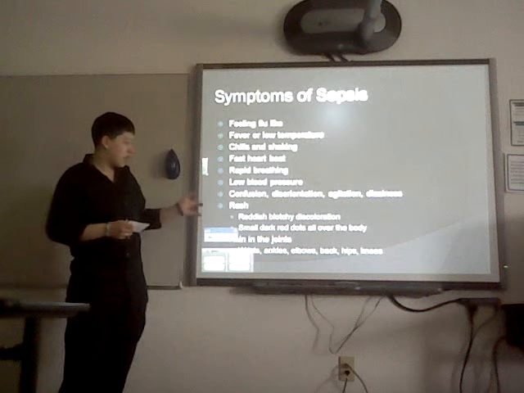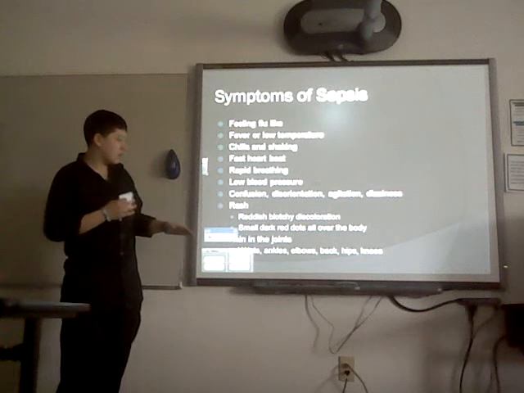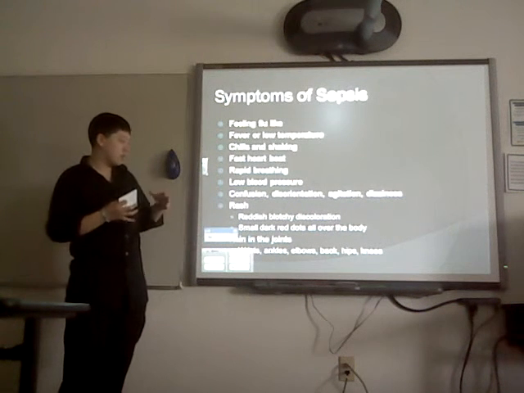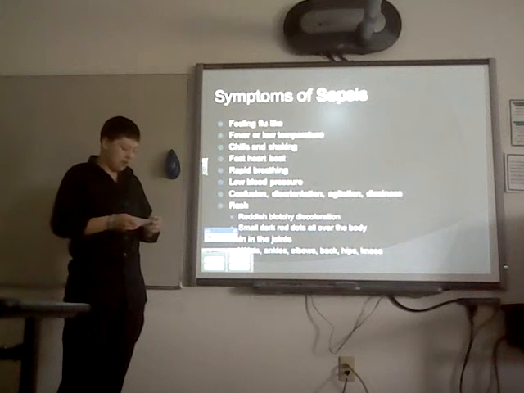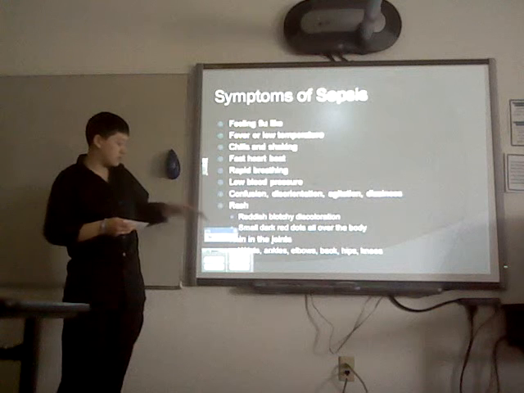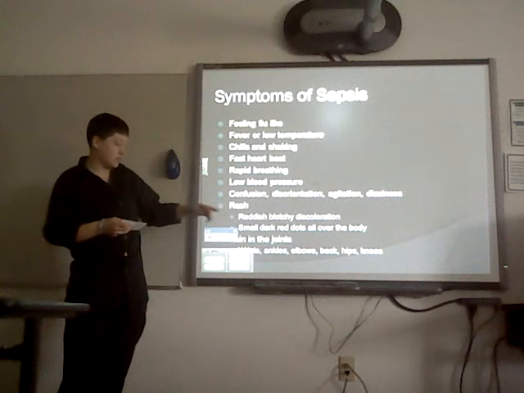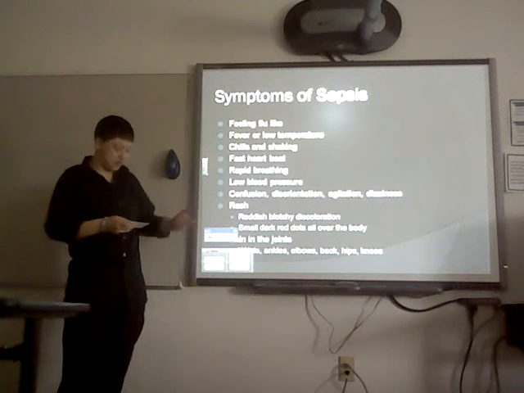A lot of times you can have a rash. It can either be a reddish blotchy discoloration all over your body, or you can have small dark red dots all over your body. A lot of times you can get pains in your joints, such as your wrists, ankles, elbows, back, hips, and knees.